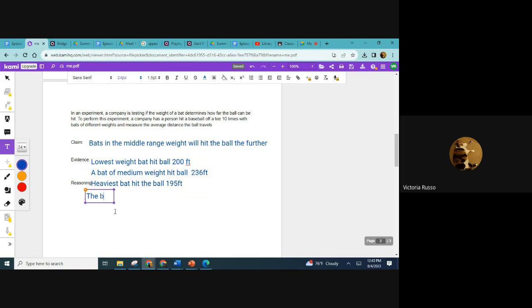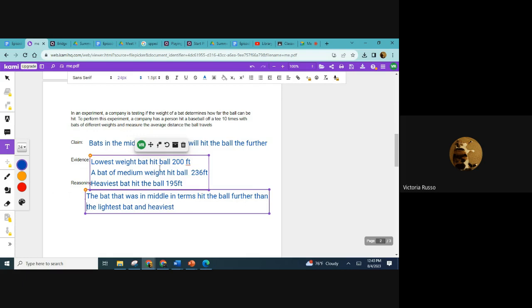So the bat that was in the middle in terms of weight hit the ball further than the lightest bat and the heaviest bat. Now, when people make arguments, it's their reasoning that sometimes is faulty. So evidence is just a statement that's true. How you connect your evidence to the claim is where people can make different claims.